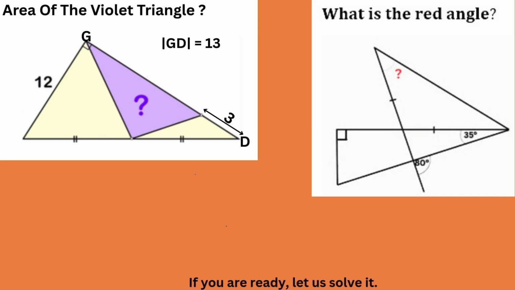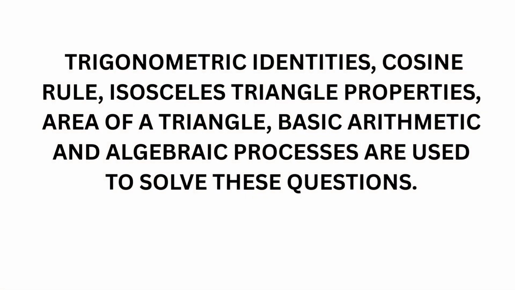What is the area of the violet triangle? Hence, find the indicated red angle. Trigonometric identities, cosine rule, isosceles triangle properties, area of a triangle, basic arithmetic and algebraic processes are used to solve these questions.